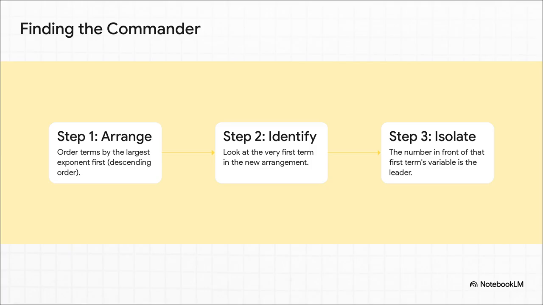So let's make that process crystal clear. Here are the steps. First thing you do, arrange all the terms from the biggest exponent down to the smallest. Got it? Okay. Second, you look at the very first term that's now leading the line. And third, the number part of that specific term, its coefficient, that's your commander.